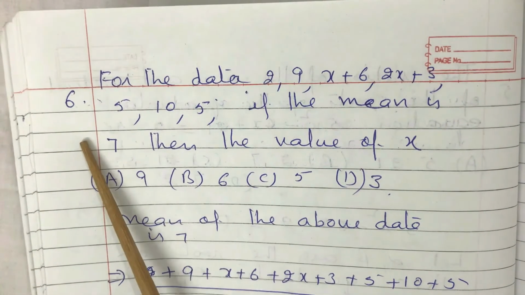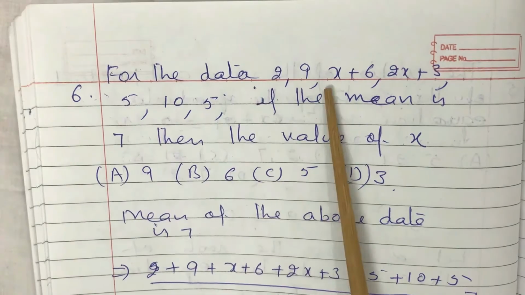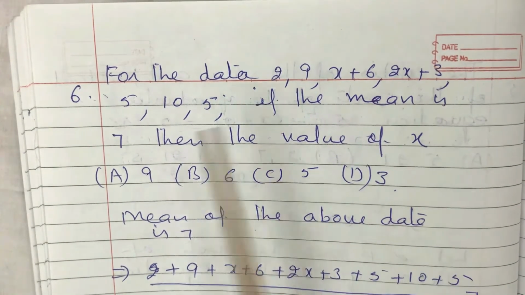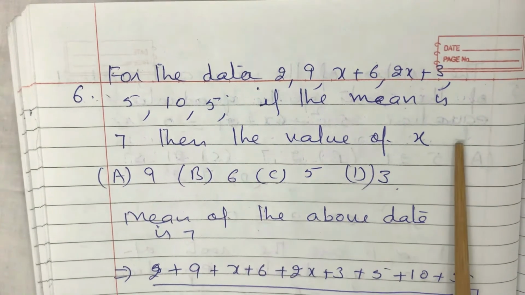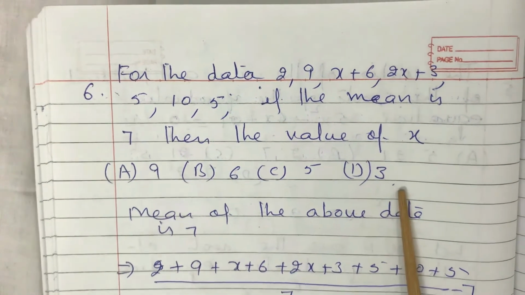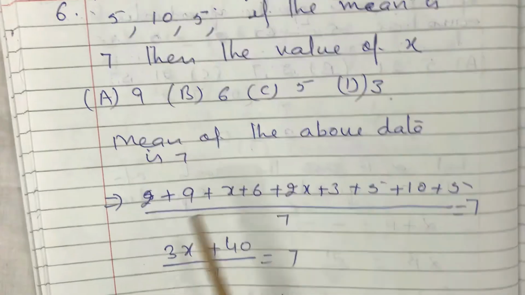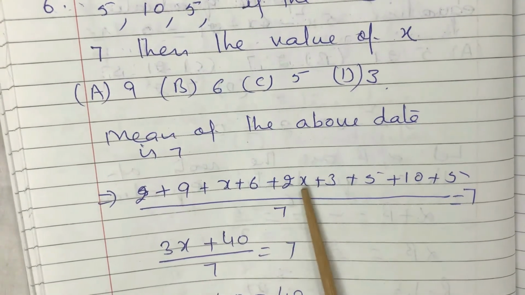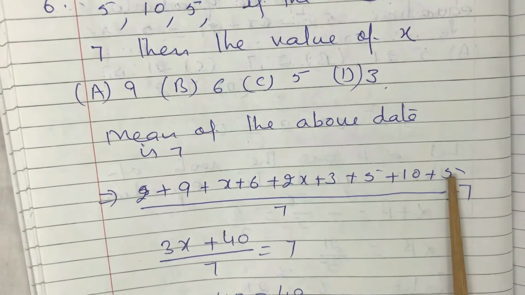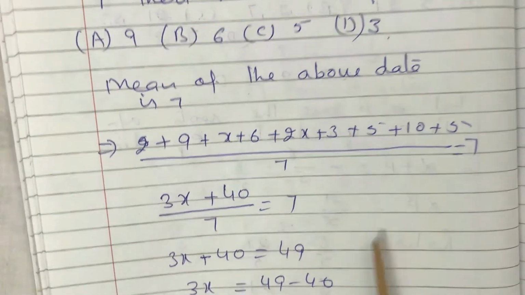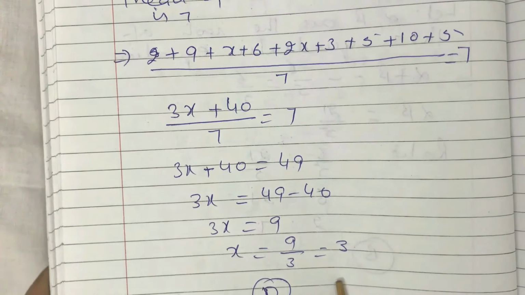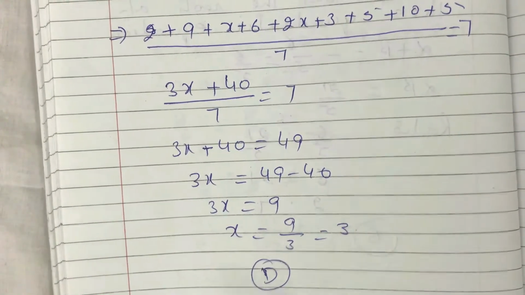Now the sixth question. For the data 2, 9, x plus 6, 2x plus 3, 5, 10, 5, if the mean is 7, then the value of x. Now there are 4 options. Mean of the above data is 2 plus 9 plus x plus 6 plus 2x plus 3 plus 5 plus 10 plus 5 upon 7 is equal to 7. Now solve this. You will get value of x as 3. So D is the option.